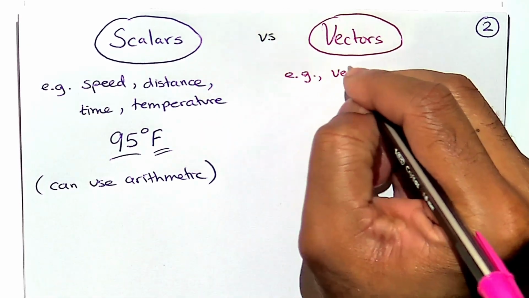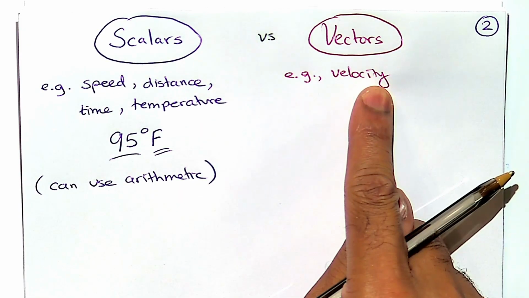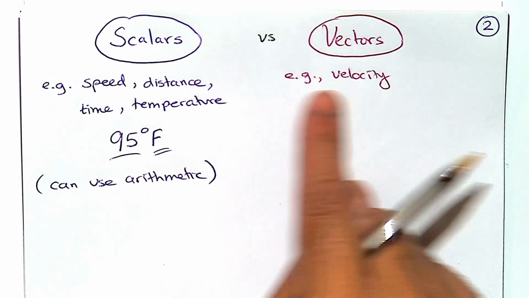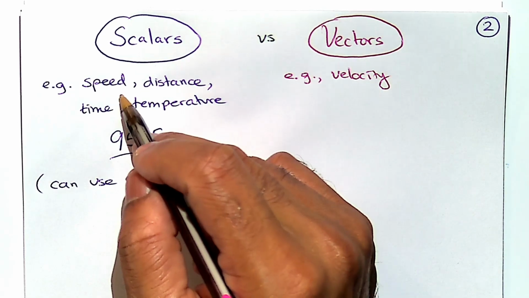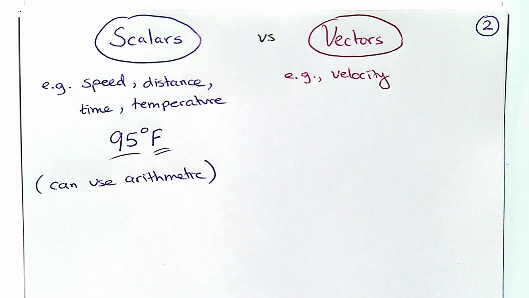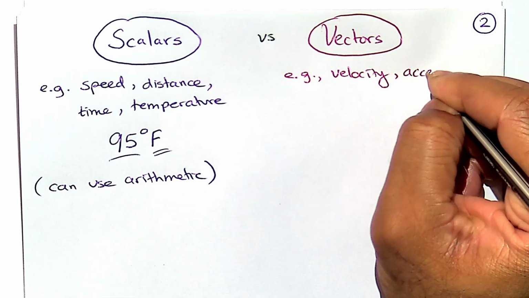What are vectors? Velocity. So notice speed, velocity. In everyday life, maybe you switch these terms, no big deal. But in physics, velocity is a speed that has a direction. So 65 miles an hour is not a velocity. 65 miles an hour north is a velocity. So some speed with a direction is a velocity. So acceleration is a vector.